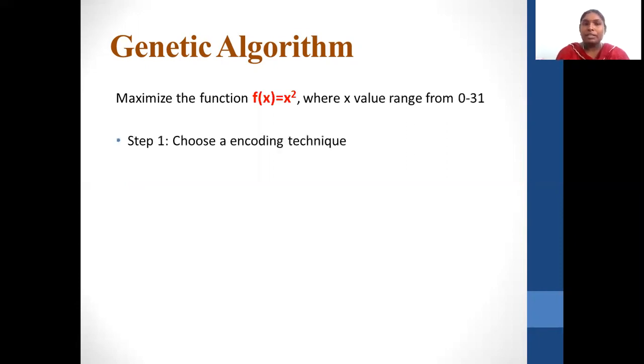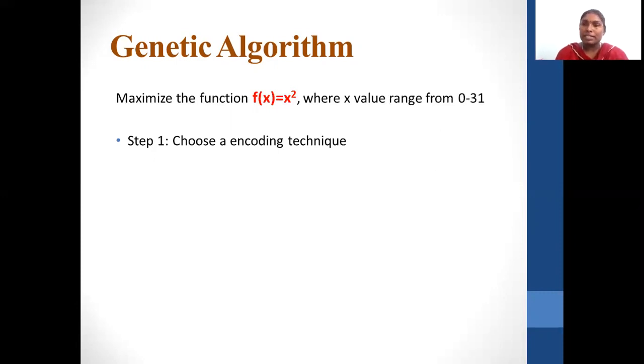The first step here is to choose a particular encoding type. The solution is from 0 to 31. Out of these x values from 0 to 31, one value will have the maximum. So we are going to choose for which x value this x² is maximum. This is very basic: since x² is an increasing function, we always know that 31 has the highest value. But this is how a genetic algorithm can be applied for this kind of problem.